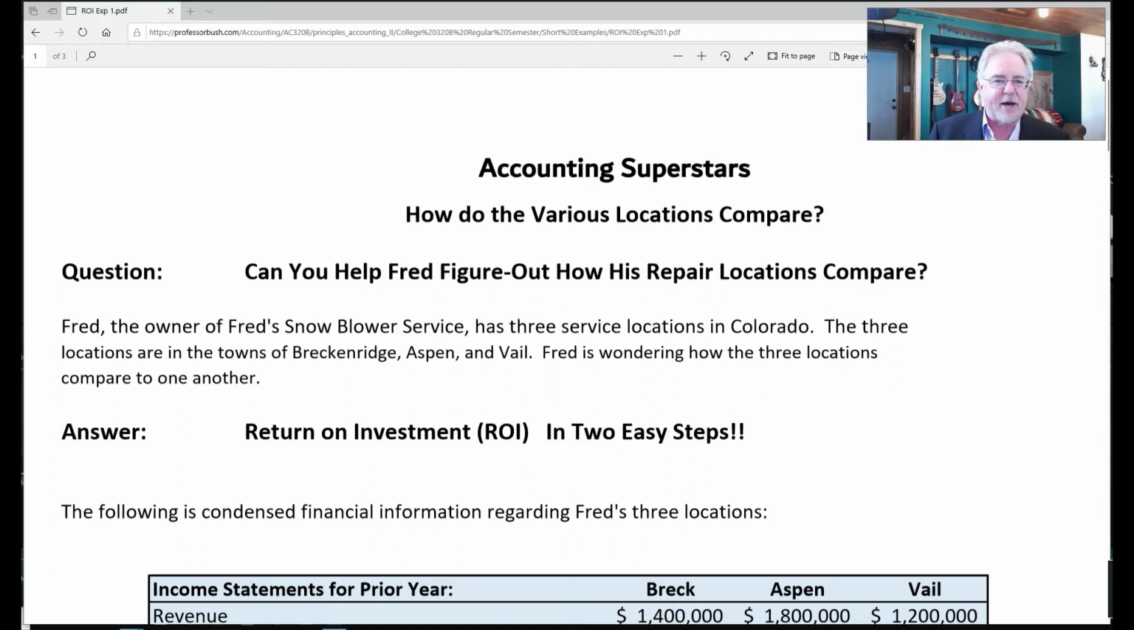Let's learn about ROI, return on investment. It's a very popular and useful metric to show how a company is doing. So here's what's going on.